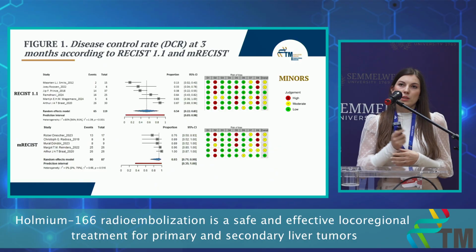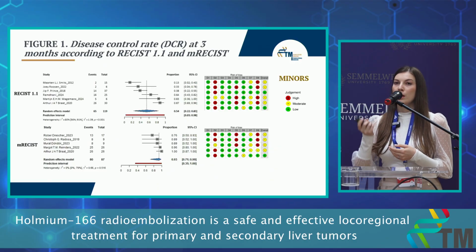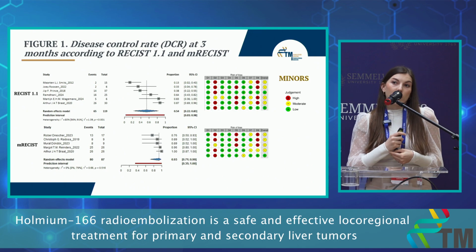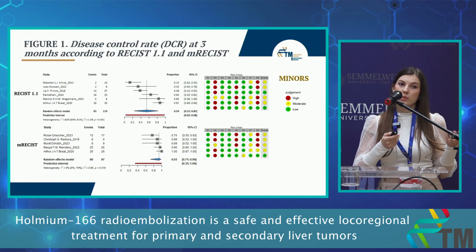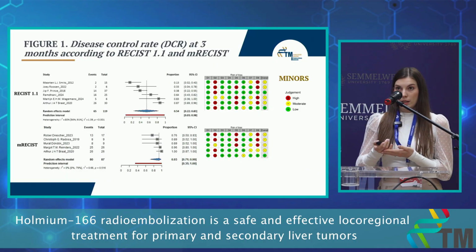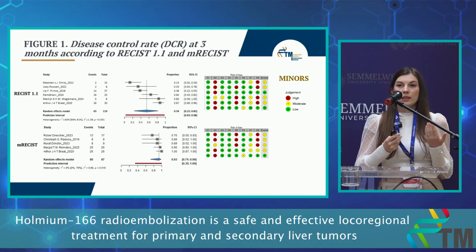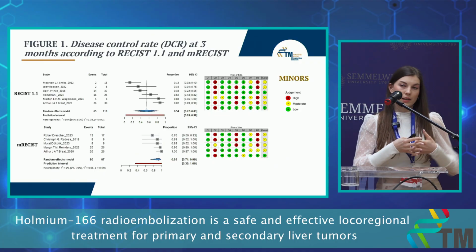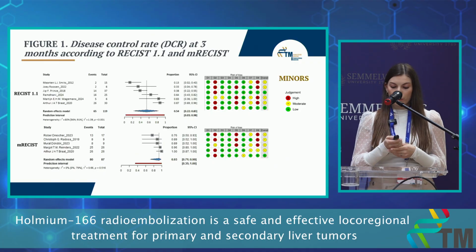So according to RECIST 1.1, nearly half of the patients had their tumors under control, but according to modified RECIST, more than 90% of the patients had their disease under control. And since we know that modified RECIST is more sensitive, we can say that holmium therapy was effective. And it indicates that holmium works for the actually clinically relevant outcome, which is the rate of the tumors that we could control by holmium therapy.